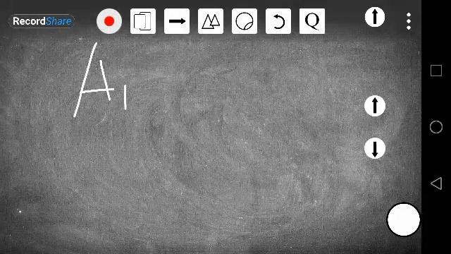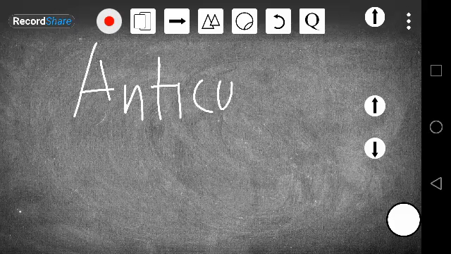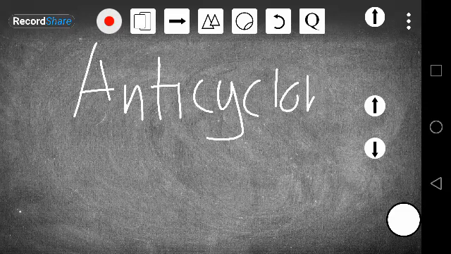Today we are going to look at anticyclones. Okay. Now the first question is, what are anticyclones? Now anticyclones are areas of high pressure at the center.